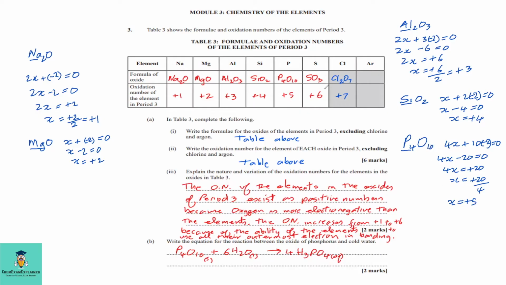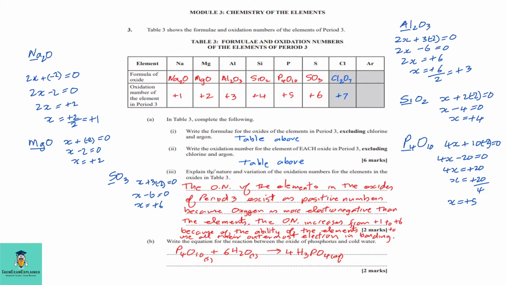Finally, let's do SO3. Let's find S. So x plus 3 times -2 equals 0. x minus 6 equals 0. x equals plus 6. So we actually calculated the oxidation number of each of the elements of the oxides in period 3. And as you can see, the oxidation number increased.